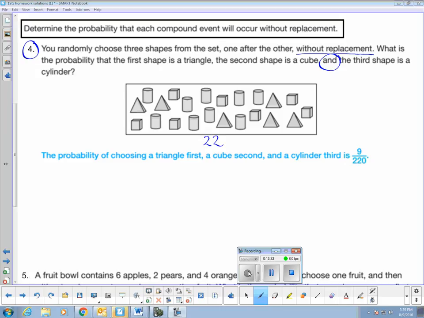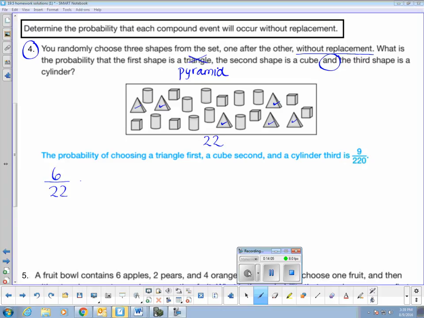The probability that the first shape was a triangle, and I think what they meant here, since there are no triangles, there are some pyramids, I'm thinking that they meant a pyramid. So let's count the pyramids. 1, 2, 3, 4, 5. There are 6 pyramids. There we go. And there are 22 total.